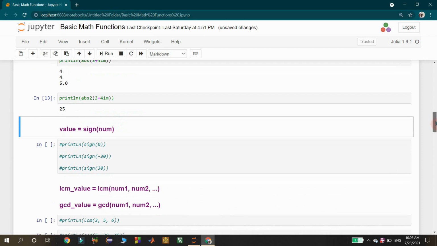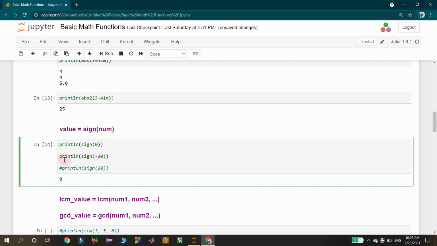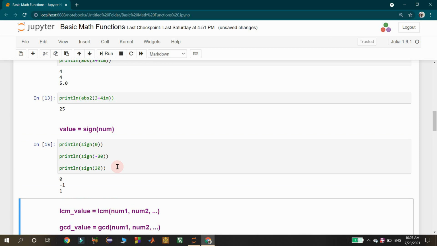And then we have a function sign, which takes a number as input and returns 0 if that number is 0, negative 1 if that number is a negative value, and positive 1 if that number is a positive value. Let me consider the sign function with 0 as the input argument, then we will get a 0. After that, I am considering negative 30 as input for the sign function, as well as positive 30. Then we will get negative 1 to indicate that the number is negative, and positive 1 to indicate that 30 is a positive number.